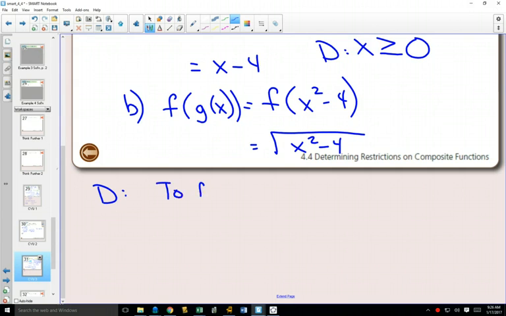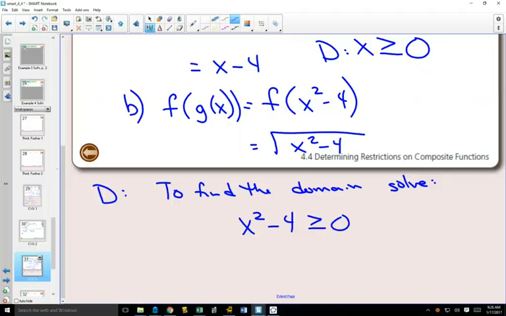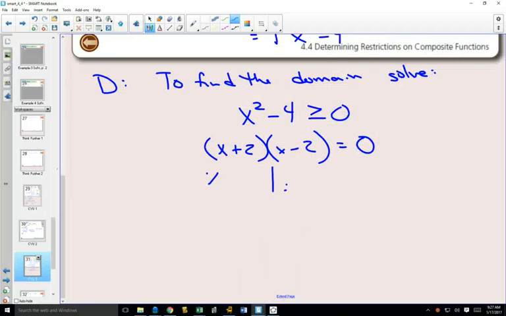So to find the domain, we need to solve when x squared minus 4 is bigger than or equal to 0. And this is exactly where we started the lesson. Well, we know that it's equal to 0 because we can factor it, at x equals negative 2 and x equals 2.